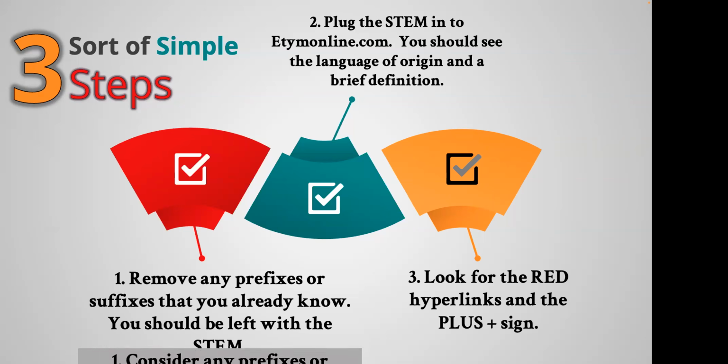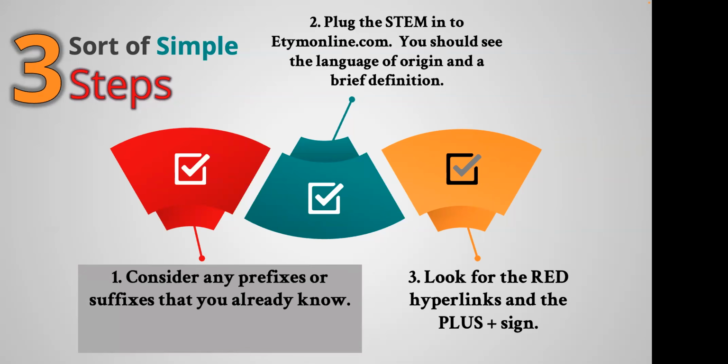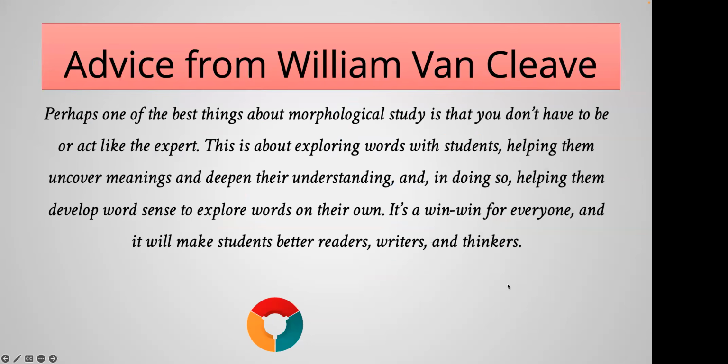And remember, if you want to make any adjustments, just maybe even consider the prefixes or suffixes you already know. You don't necessarily have to peel them off, but you won't have to dig deeper because you already know those. So that's it. That's the 3 simple steps for using Etymonline, sort of. But I'm going to close with the best advice I've ever been given. And this advice comes to us from our dearly departed friend, William Van Cleve.